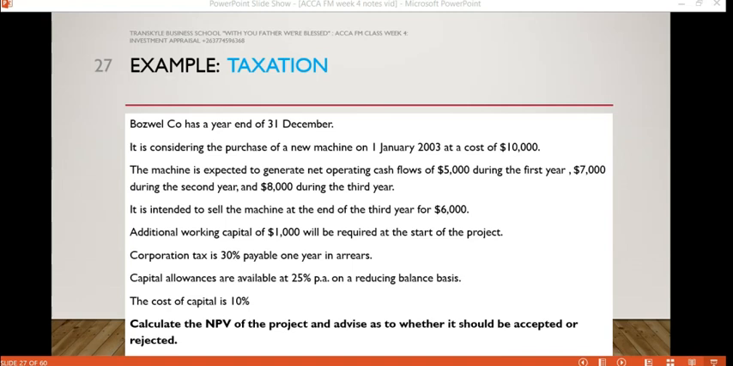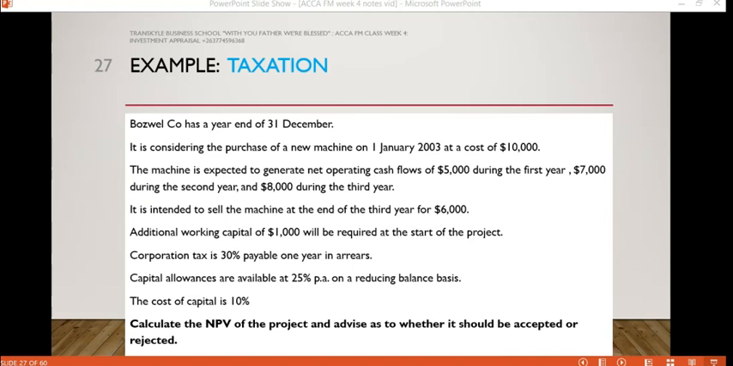Capital allowances are available at 25% per annum on a reducing balance basis. The capital allowance here is the rate of the tax allowable depreciation. But when we are talking of the benefit on the tax allowable depreciation, we will have to put into perspective the 30%. The cost of capital is 10%. Calculate the net present value of the project and advise as to whether it should be accepted or rejected.